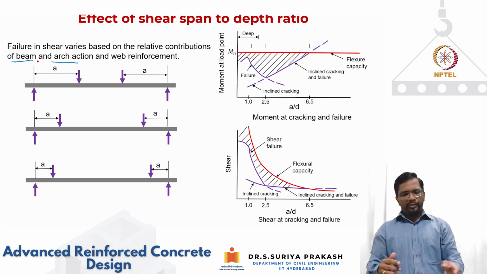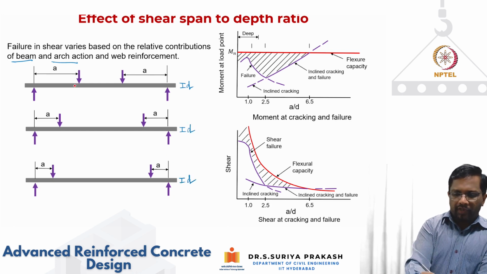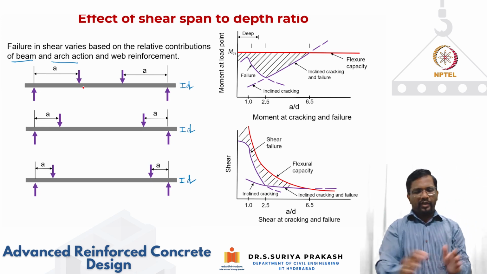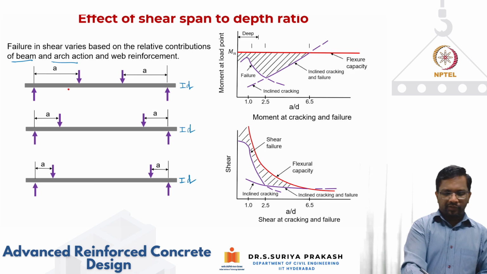Okay, now this is a scenario. All the beams have a constant depth of, let's say, d. All of them have a constant depth of d. The length is also remaining the same. Only the way I'm going to load is going to be different.